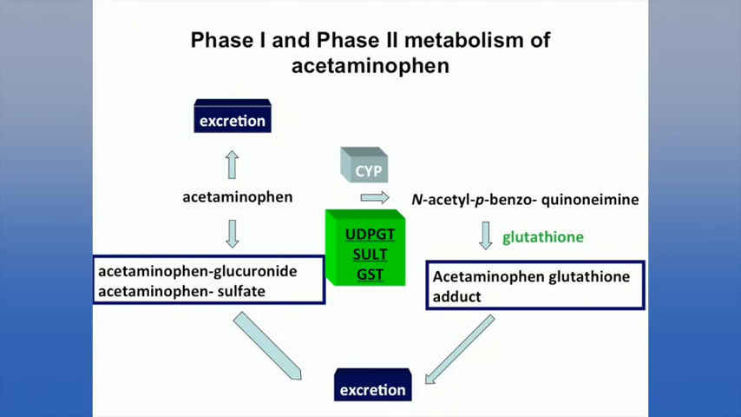Alternatively, acetaminophen can undergo phase 2 metabolism in isolation by the addition of a glucuronide group or a sulfur group. And both of these products of glucuronylation or sulfation result in a compound that is excretable. So here is an example of one drug that can purely undergo phase 2 metabolism and be excreted, or undergo phase 1 first and then phase 2 second to produce an excretable compound.